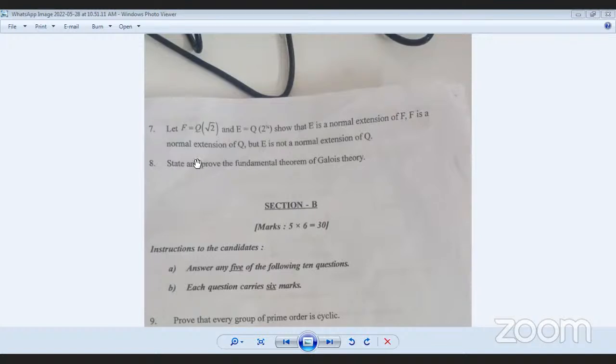What is the Eisenstein criterion? f(x) equals a0 plus a1x and so on up to anx^n. We have to prove f(x) is irreducible over the rationals.